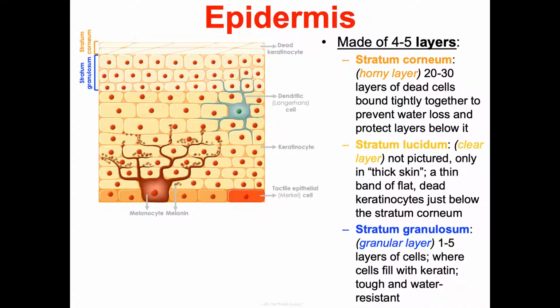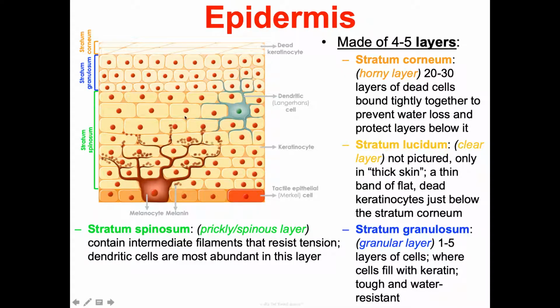And so all of the cells above this layer are too far from our dermis. Remember, our dermis is providing all of our nutrients in the capillaries that are in the dermis to survive. So that's why they're basically all dead, because they're cut off from nutrients up there.